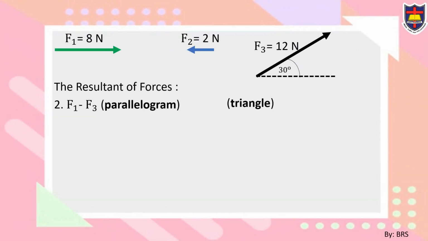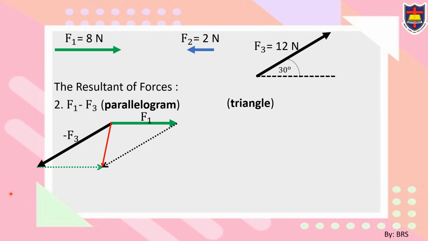Now the resultant of forces F1 minus F3 by parallelogram and triangle method. By parallelogram, draw F1 8 cm to the right, and then draw 12 cm of minus F3 to the bottom with the tail of F1 to the tail of F3, and then draw the image vector of F1 and the image vector of F3 with the same size and the same direction, and the diagonal line or the red vector is the resultant. Next, triangle.